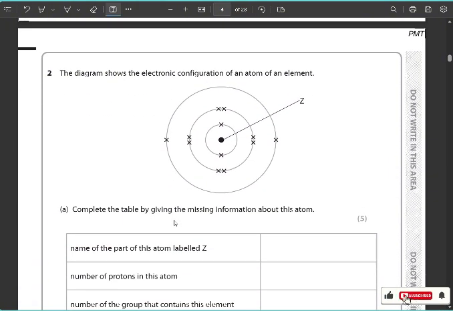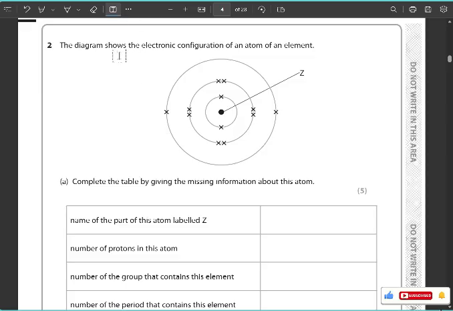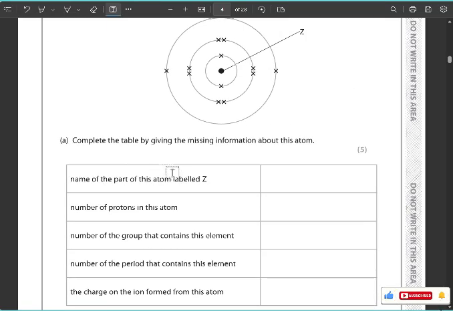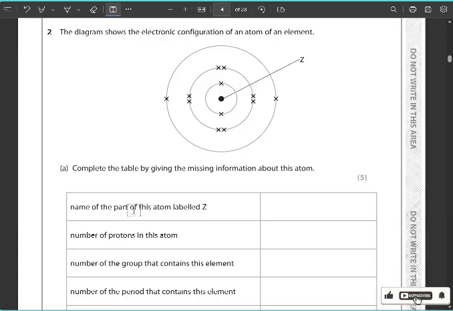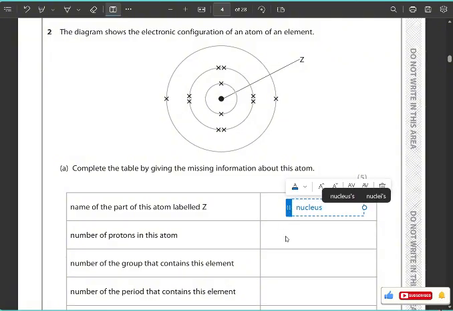Okay, the second question. The diagram shows the electronic configuration of an atom of an element. Complete the table by giving the missing information about this atom. Name of the part of this atom labeled Z. Z is the nucleus, and it is located in the center of the atom.